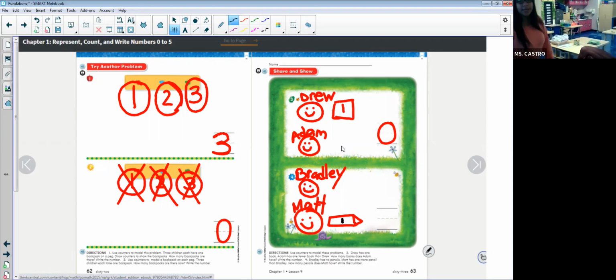Now, the question says, how many pencils does Matt have? So if we look at Matt, we drew 1 pencil for Matt. So the answer on our line that we're going to write is the number 1 because 1 represents the pencil that Matt has. Okay?